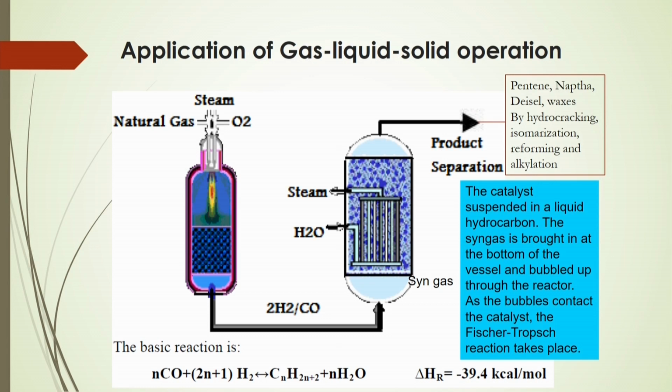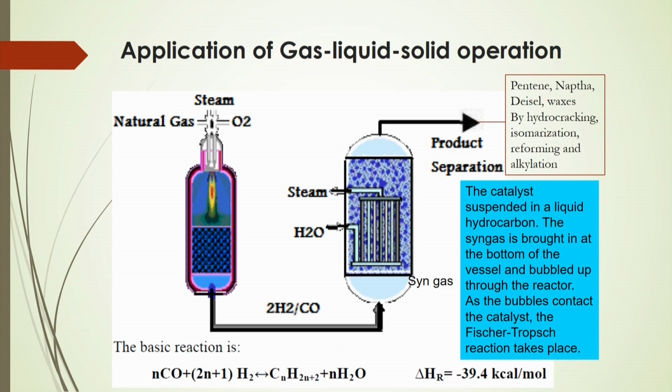It is called a gas liquid solid system. The gas is a mixture of hydrogen and carbon monoxide, and it is supplied to a liquid medium that is heated to a certain temperature by steam. The producer gas is then converted at a certain temperature and pressure in the presence of a catalyst suspended in a liquid hydrocarbon. The syngas is brought in at the bottom of the vessel and bubbled up through the reactor, and as the bubbles contact the catalyst, the Fischer-Tropsch reaction takes place.